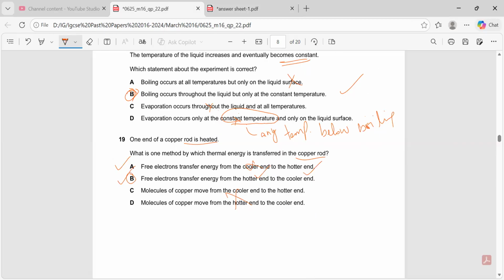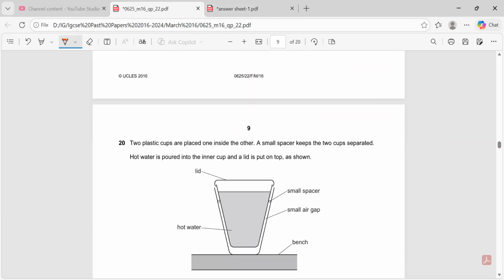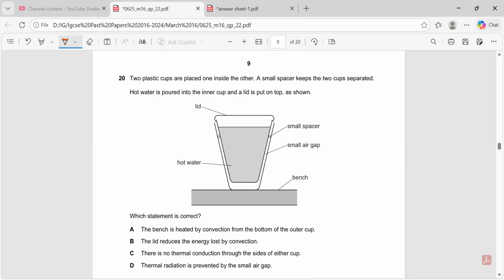B. Now, my dear, 20. Two plastic cups are placed one inside the other, so two cups are there. And a small spacer keeps the two cups separated. A small spacer like a small ball is there. The cups are separated. Hot water is poured into the inner cup and the lid is put onto the top as shown there. So the lid is also placed. So which statement is correct?